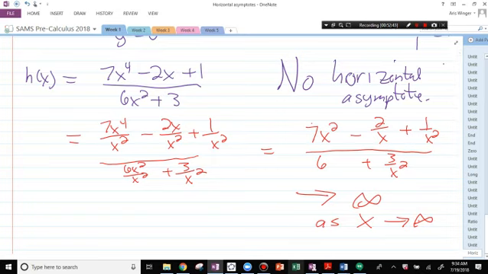We'll summarize. Street version, you have the ratio of two polynomials. If the powers are the same in the numerator and denominator, then you just take the ratio of the coefficients. If the power is higher in the denominator, it's y equals 0. If the power is higher in the numerator, there is no horizontal asymptote.